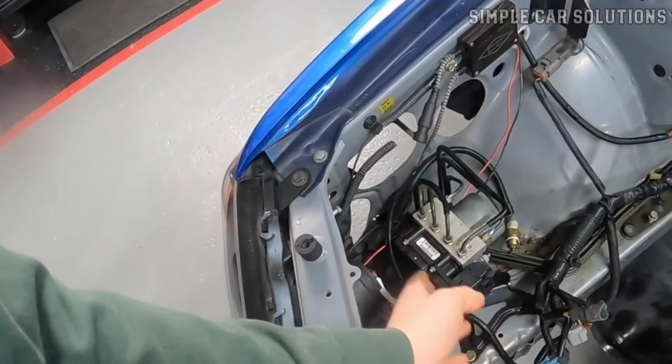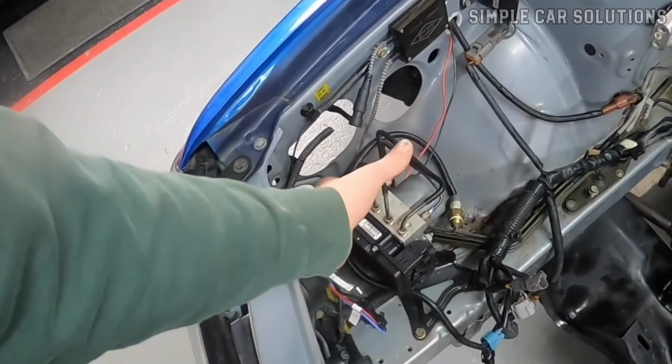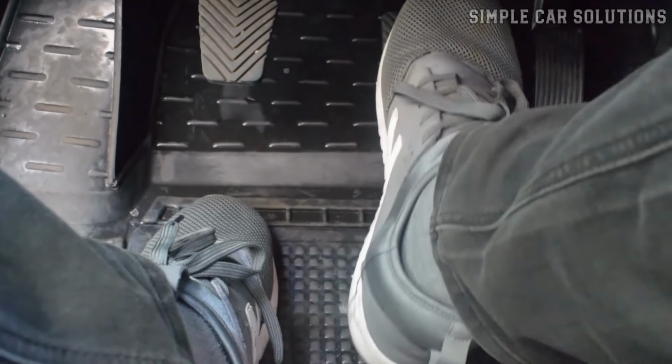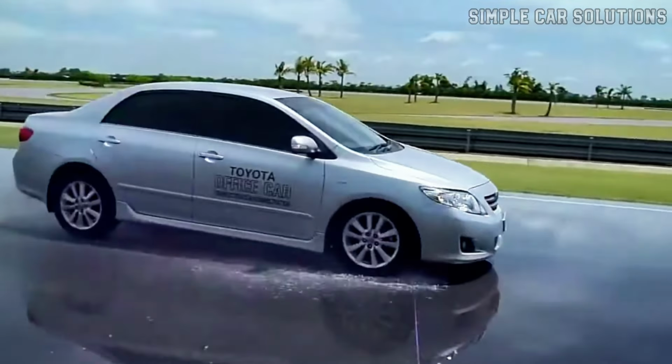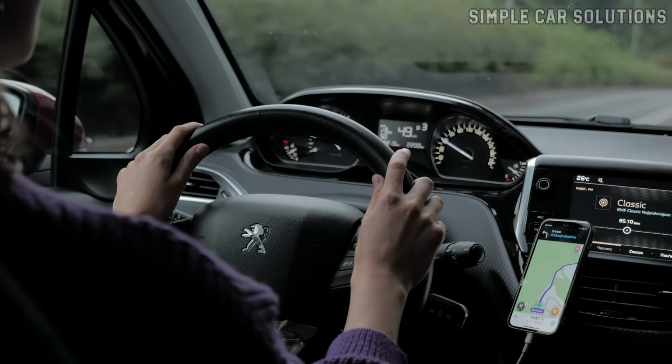Basically, your vehicle's ABS module is an electronic controller that works with the ABS pump to prevent the wheels from locking up during hard braking. When you slam on the brakes, the ABS system quickly pulses the brakes to keep the tires from locking, helping you maintain control of the vehicle.